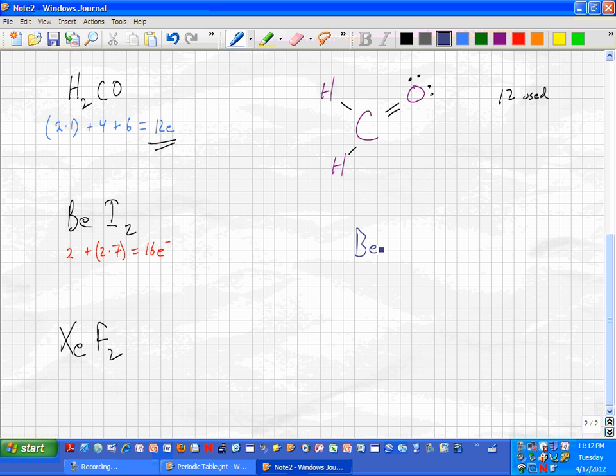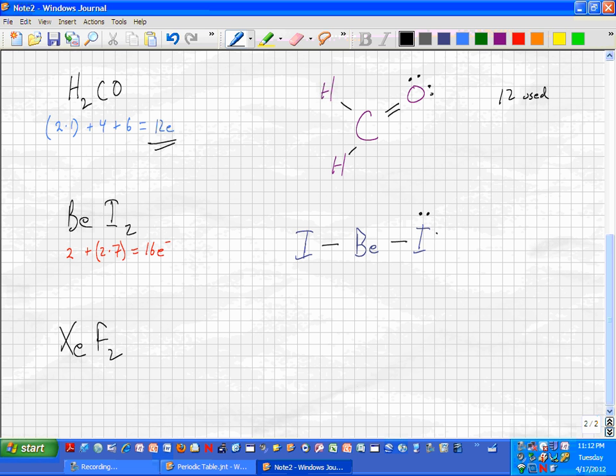I'm going to go ahead and draw a skeletal structure. I'll put beryllium in the middle, and then I've got an iodine on each side. And then I'm going to go ahead and put in my dashes, connect to the central, complete my octets. Beryllium, we said, was an exception. It's satisfied with 4 electrons, so he's going to get no dots. He's got 2 electrons here, 2 electrons here, grand total of 4 electrons.